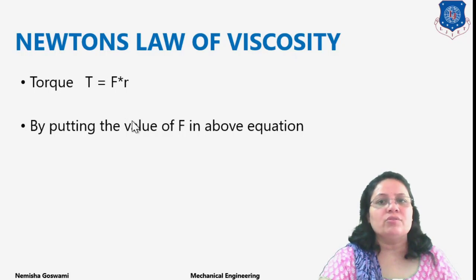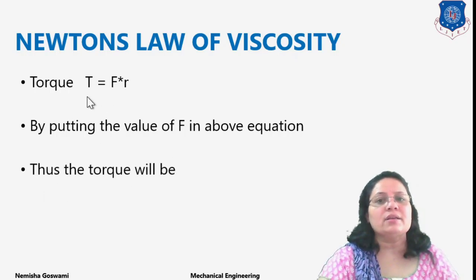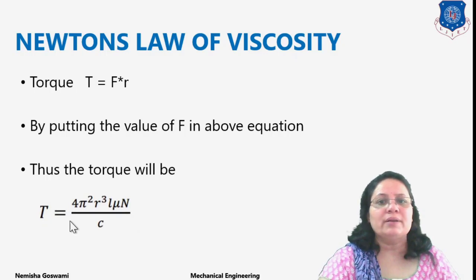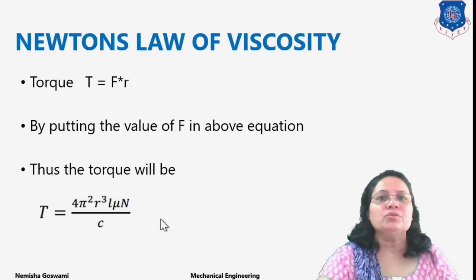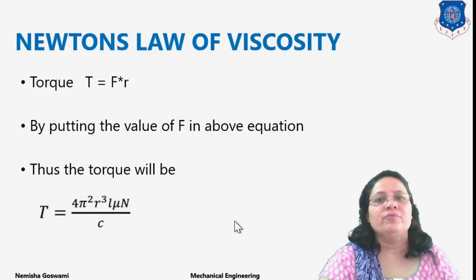Force is equal to shear stress into area, right? And torque is equal to force into R. So we will put all values, and you will get torque is equal to 4 pi square R cube L mu N by C. So this is the torque obtained due to viscosity of your fluid, right?